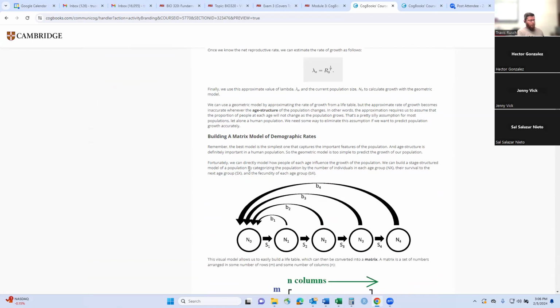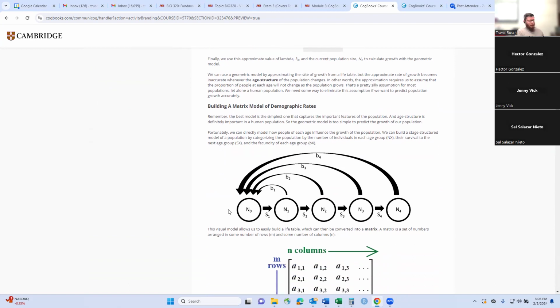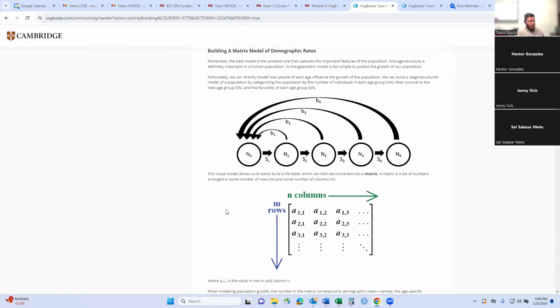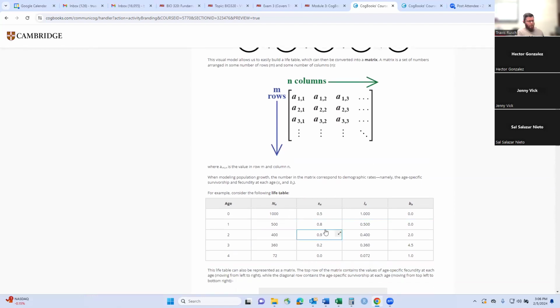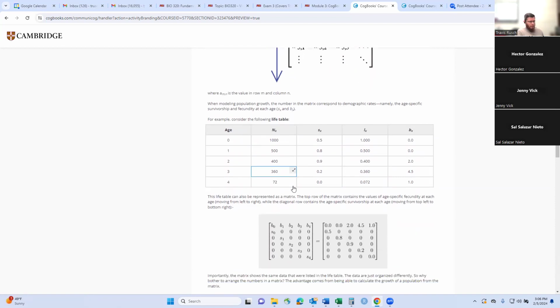So it looks like a lot potentially for building a matrix model, and there are a fair amount of steps involved in it, but it's maybe hopefully not as complicated as it initially looked. So what the matrix model is really going to focus in is you're going to be given some sort of life table that has the age structure, the population sizes, your survival rates, your survivorship numbers, as well as your fecundity. And then you can transplant this or move this into what they call a matrix model.